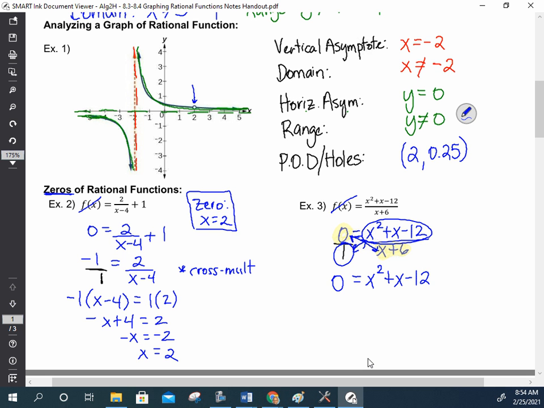X squared means that it's a quadratic function. We're going to factor it. 3 terms is MAF. X plus 4 times x minus 3. So x equals negative 4 and x equals 3. So there's your two zeros.